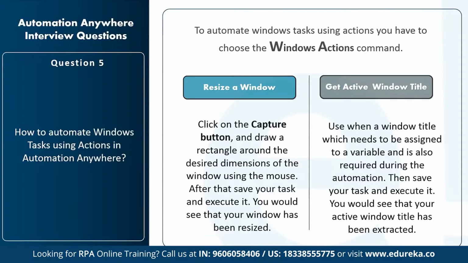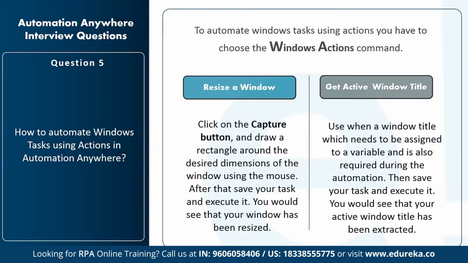Similarly, if you want to get the active window title, you can just get the active window title and assign it to a variable, and then you can just save your task and execute that task so that you can see that the active window title has been extracted. So for your better understanding, let me just show you how that is done.